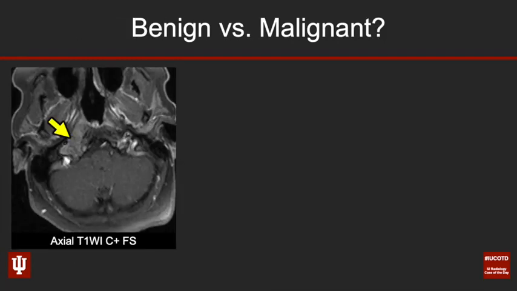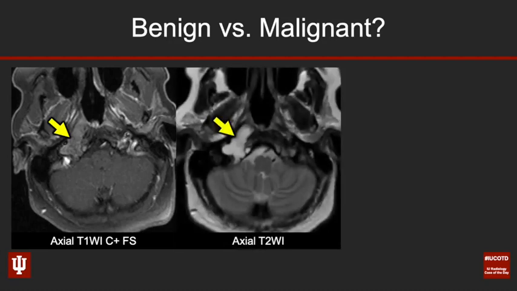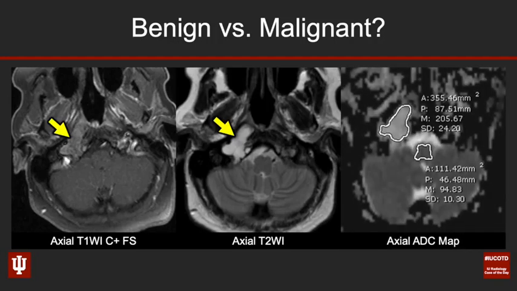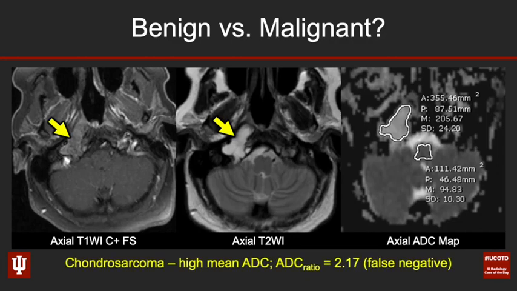Is this a benign or a malignant lesion? Well, we have a right petroclival mass. It demonstrates heterogeneous post-contrast enhancement. We look at our T2 weighted imaging. Wow, that's really, really T2 bright. But again, it was enhancing. In this location, something we'd want to think about would be a chondrosarcoma. What does the ADC map tell us? Well, this is really, really bright on the ADC. The ADC ratio in this case was 2.17, but this was a chondrosarcoma.